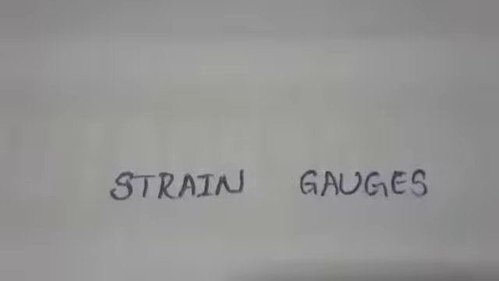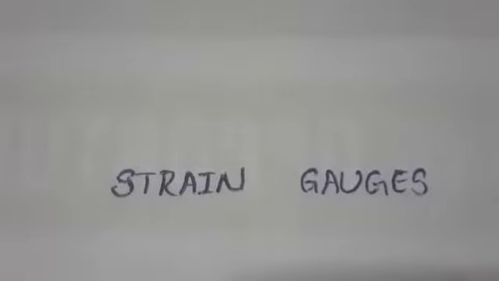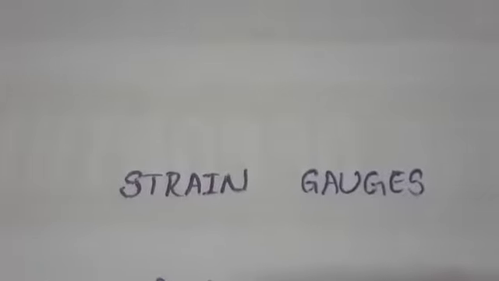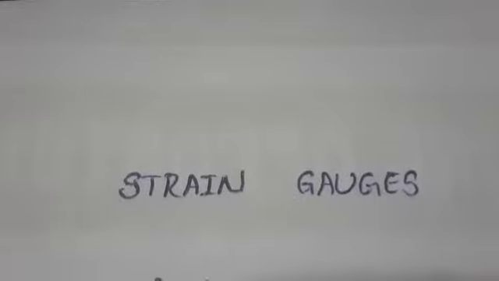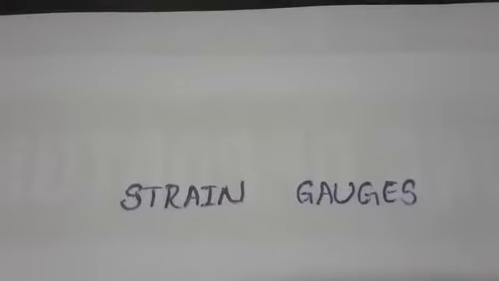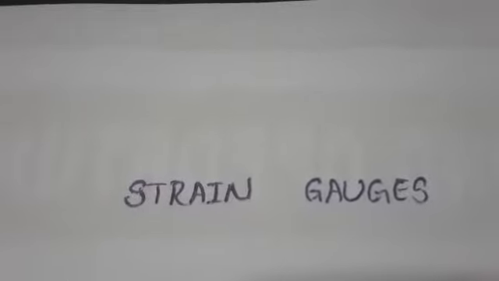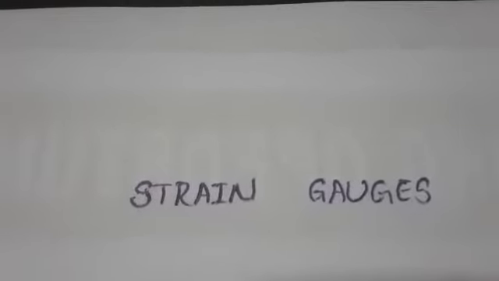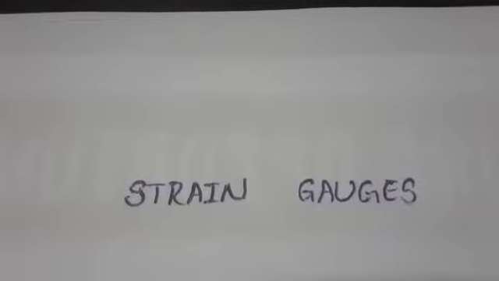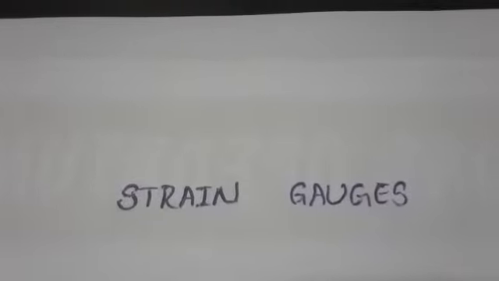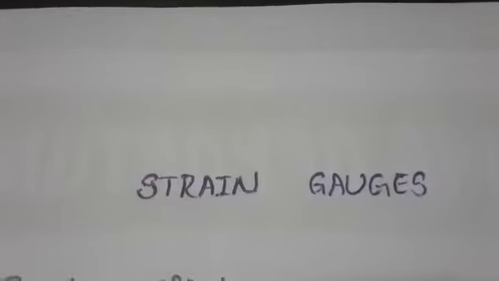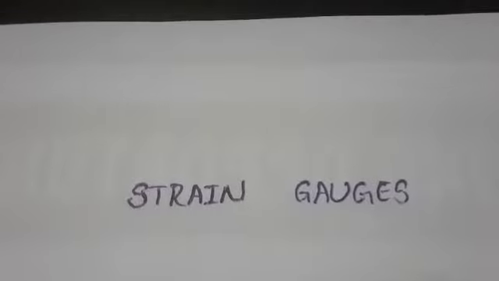So just now we have discussed the strain gauge types. Strain gauges are of three types. First one, wire strain gauges. Second, foil strain gauges. Third one, semiconductor strain gauges. In the previous video we discussed wire strain gauges. Now we discuss foil strain gauges.